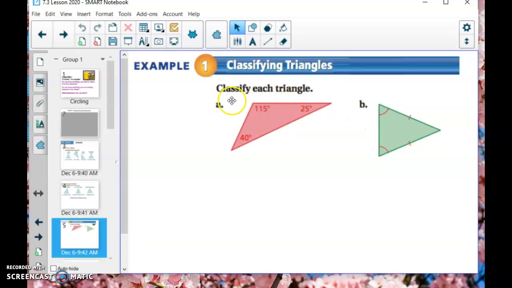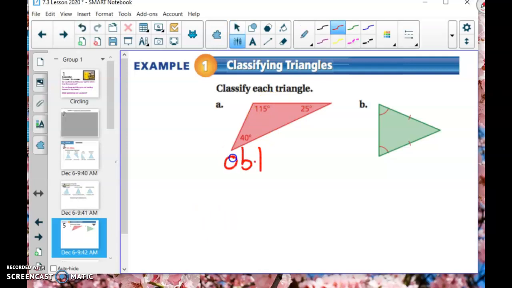So first example, I'm going to classify each of these triangles. Well, if I look at these angles, I see this angle right here is greater than 90 degrees. So that means my first, by its angle measures, would be obtuse. Then second, by its side lengths, and I'll give you a little hint: if you have angle measures that are all three different measures, that means you have side lengths that are all three different measures as well. So because this one is all three different, it would be obtuse, scalene.